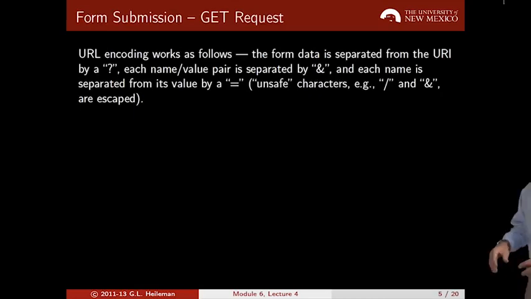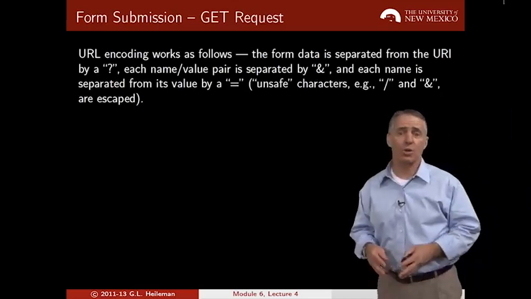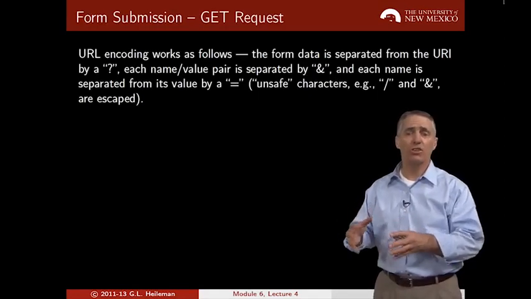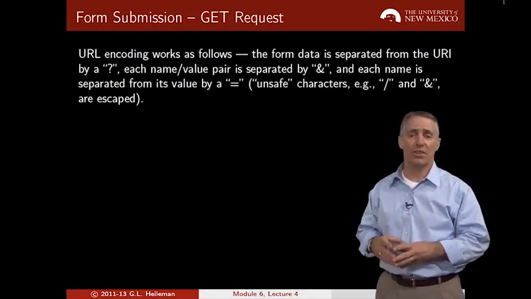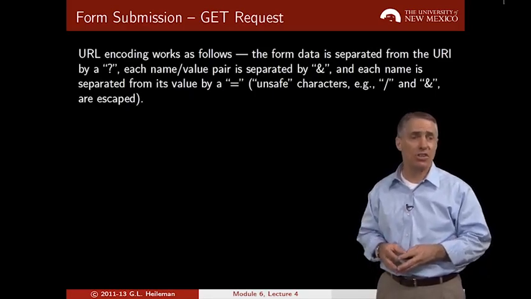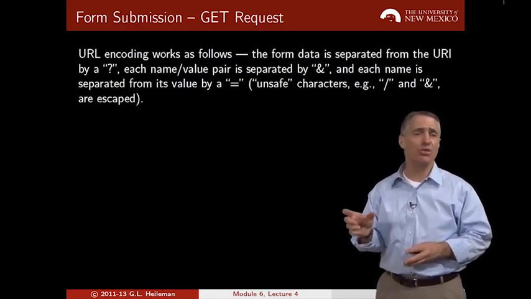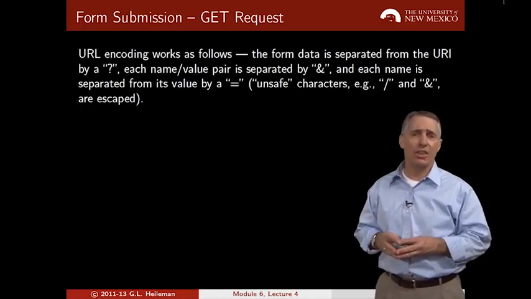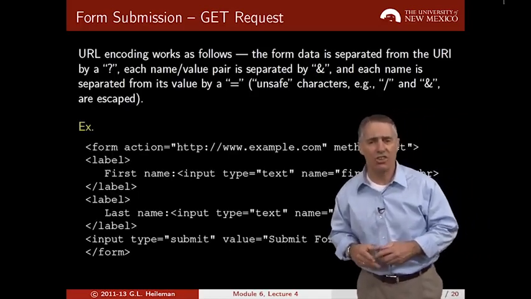So here's how URL encoding works for a GET request. The form data is separated from the original URL by a question mark, and then there are name-value pairs that are separated by an ampersand, and in between the name and value is an equal sign. If there are unsafe characters, they need to be escaped, and I'll show you what that means in just a moment.